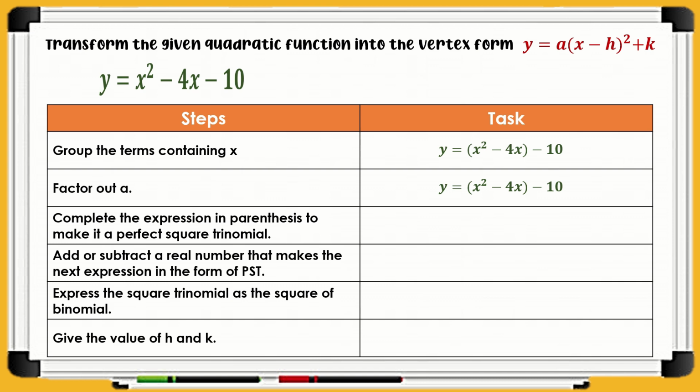Next, complete the expression in the parentheses to make it a perfect square trinomial. I hope you still remember how to do the completing the square that I discussed last time in quadratic equations. This time, we will make the terms inside the parentheses into a perfect square trinomial. So I'll just get that part: x² − 4x. I need to get the coefficient of x, get the half of it, and square the answer. So I have −4 divided by 2. The answer will be multiplied by itself. −4 divided by 2 is equal to −2. (−2)² is equal to 4.